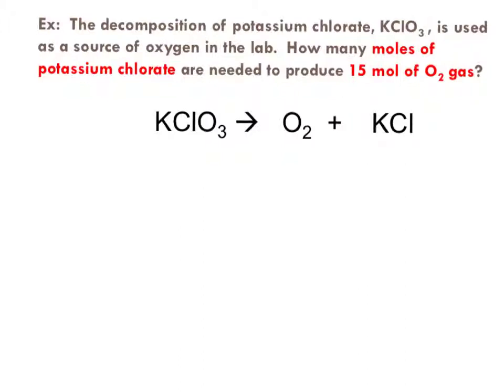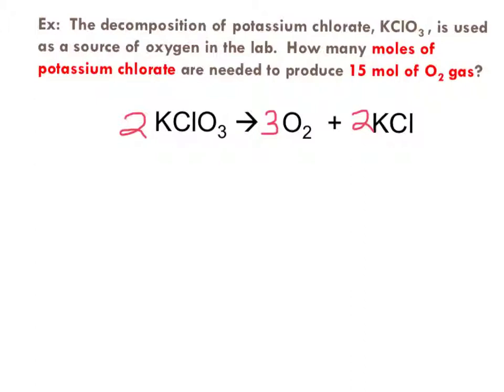In this example, we have the decomposition of potassium chlorate. The given information is moles of oxygen gas, and the desired information is moles of potassium chlorate. First, we need to balance the equation. I can see that the oxygen has one of those 3-2 disagreements. So I'll start by swapping those numbers so that I have a total of 6 oxygens on both sides. The final step will be to put a 2 in front of potassium chloride so that we have the same numbers on both sides.